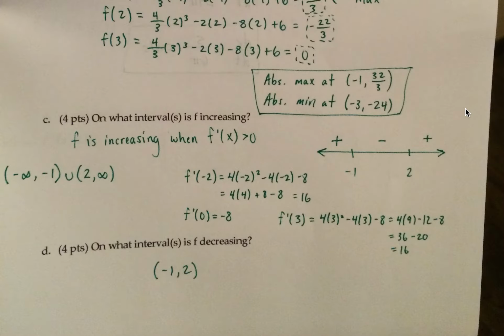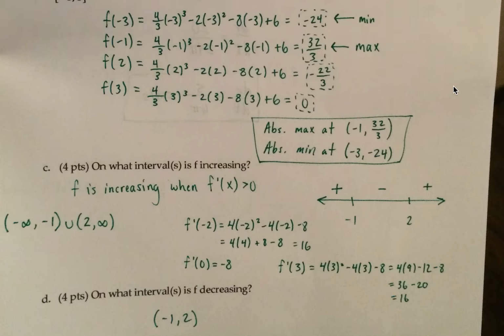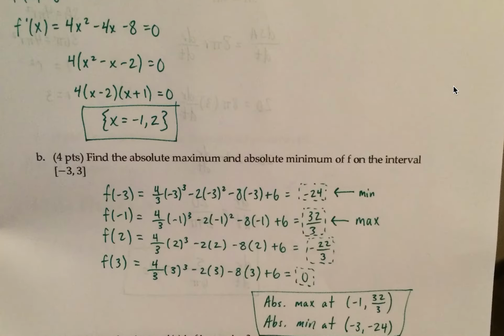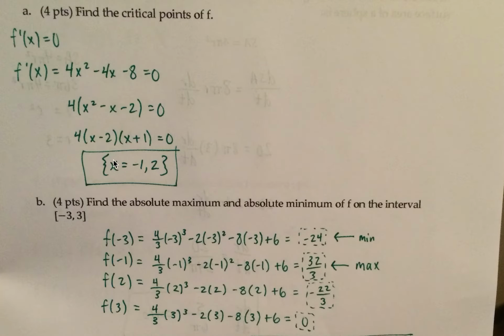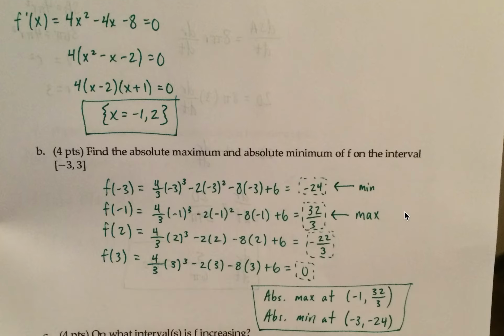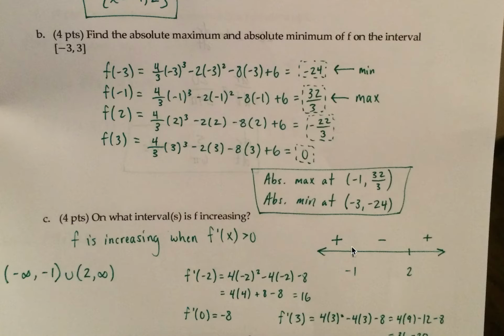On what intervals is f increasing? Remember, f is increasing when the first derivative is greater than 0. So the easiest way, in my opinion, to do this is to scroll back up and figure out where the critical points are. So the critical points were at -1 and 2. You know that right when x is -1, f prime of x is 0. And right when x is 2, f prime of x is 0.